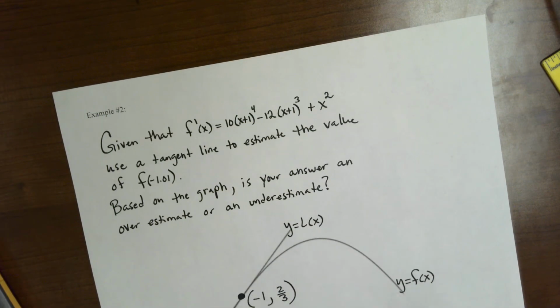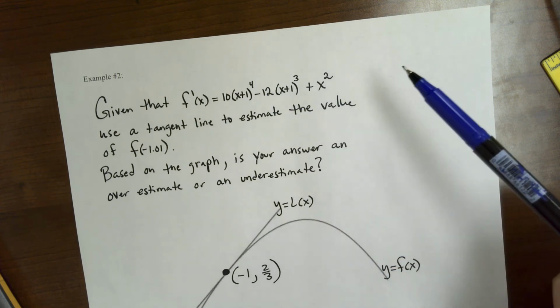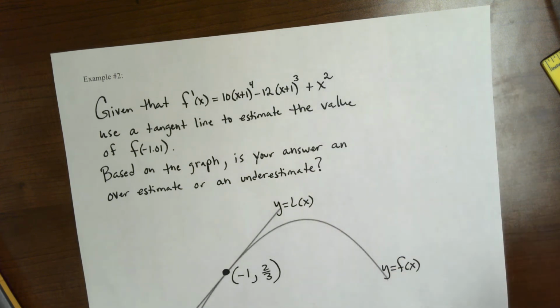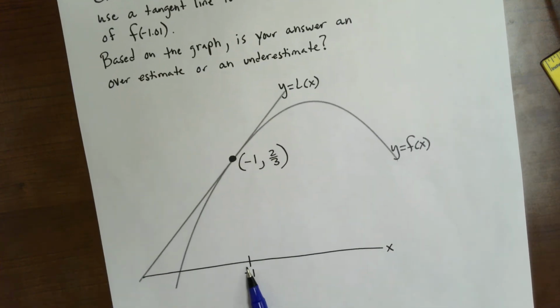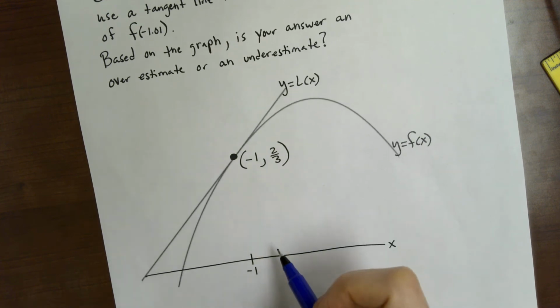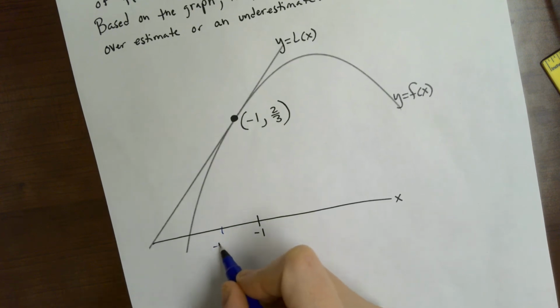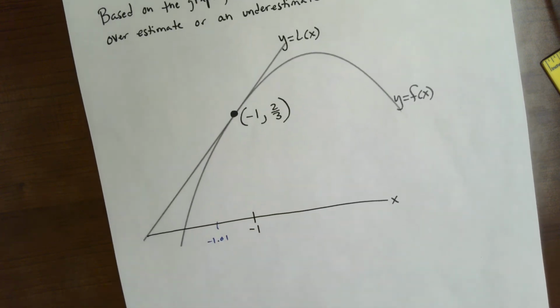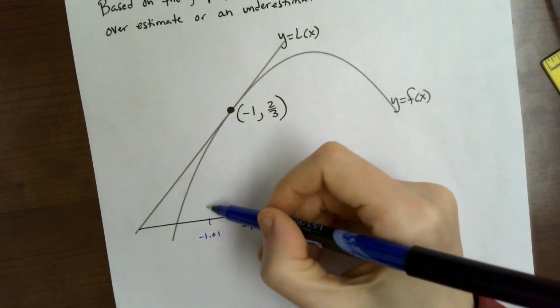Okay, let's do one more. Given that f prime of x equals all of that, use a tangent line to estimate the value of f of negative 1.01. Based on the graph, is your answer an overestimate or an underestimate? Okay, so we're going to do the same exact thing. And again, just pretend this is zoomed in a lot, so the space between the numbers looks big. And then I'll go up to the graph.